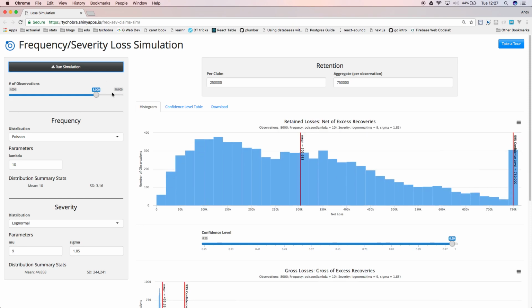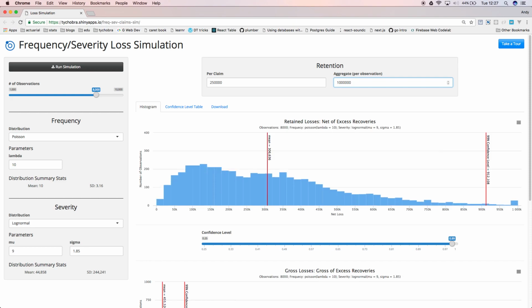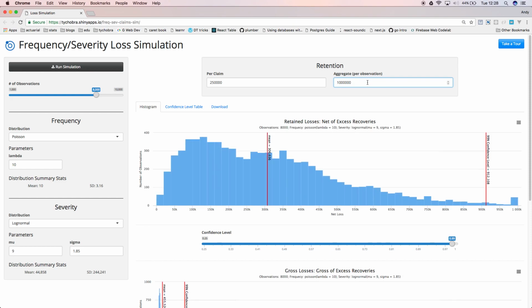Okay, now that we have simulated the claims, we can adjust the retention limits here. Our example reinsurance policy has a per claim limit of $250,000, so no need to change this. But we need to increase the aggregate to $1 million over here. Now to examine the results.